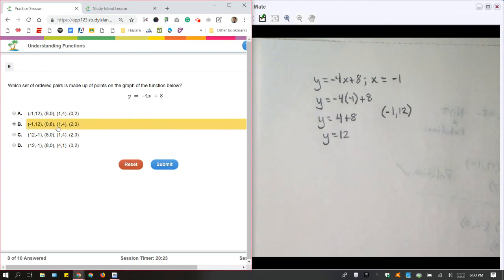-4 times 1 is -4. -4 plus 8 is +4. And -4 times 2 is -8. -8 plus 8 is 0. If you want to write that out for all 3 points, you absolutely can, and you'll check them out.